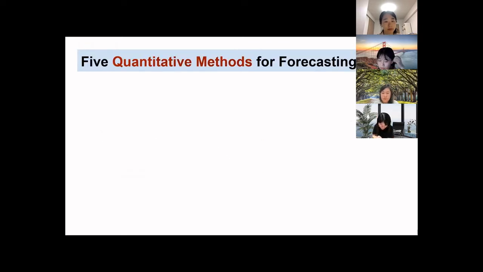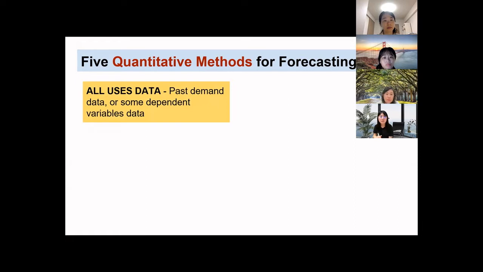I promise myself I'll be very slow with these quantitative methods, so please stop me anytime. All quantitative methods use data, use numbers, especially past demand data or sales data, or some dependent variables data. Dependent variables mean we want to predict sales based on the age or the region. So these are associative models. I will just show them to you. They are a bit complicated, not to say difficult.